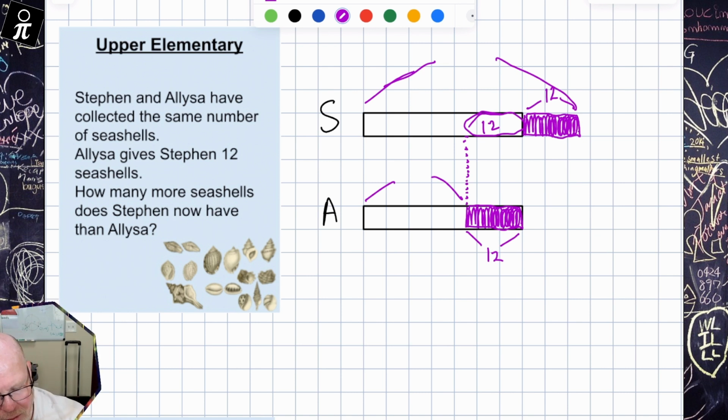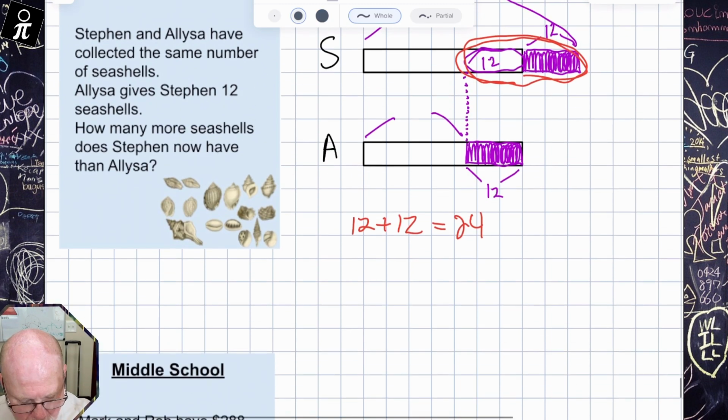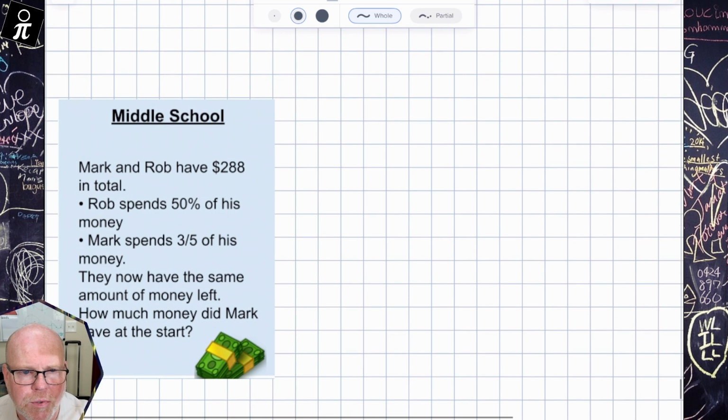So how many more seashells does Stephen have? It's these 24 right here. 12 plus 12 equals 24 seashells. Whoa, that's a tricky one. That was really good. All right, and now we're going to do the middle school.